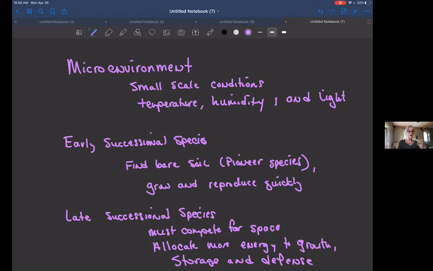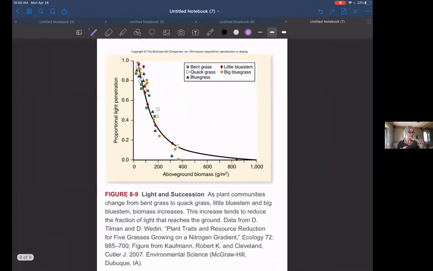So if we look at a diagram of this, again, this is in a grassland ecosystem. You can see what happens at early levels of succession where you have lots of light. If we have lots of light, then we see that the biomass of these early species like quackgrass and bentgrass is high. So they are reproducing really quickly.